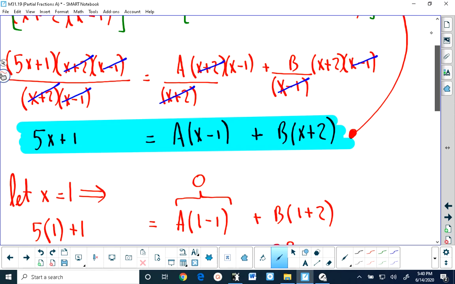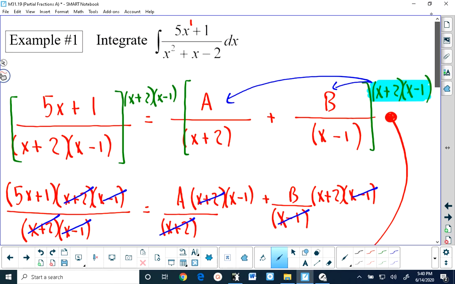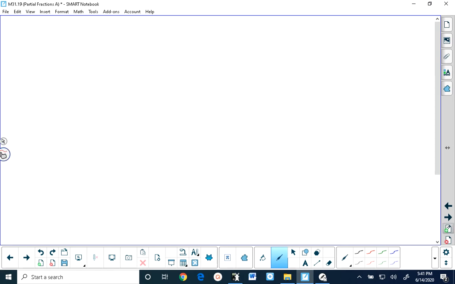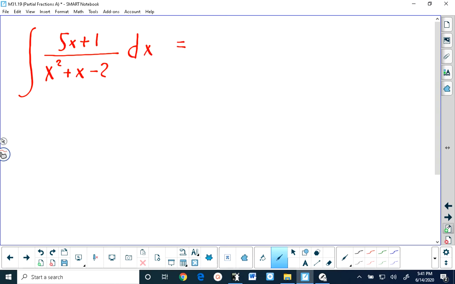I'm going to scroll way to the beginning to remind you what it was we were doing. We were integrating 5x plus 1 over x squared plus x minus 2. So the integral of 5x plus 1 over x squared plus x minus 2 is equal to the integral of a over x plus 2 plus b over x minus 1. We discovered that b had a value of 2 and that a had a value of 3.